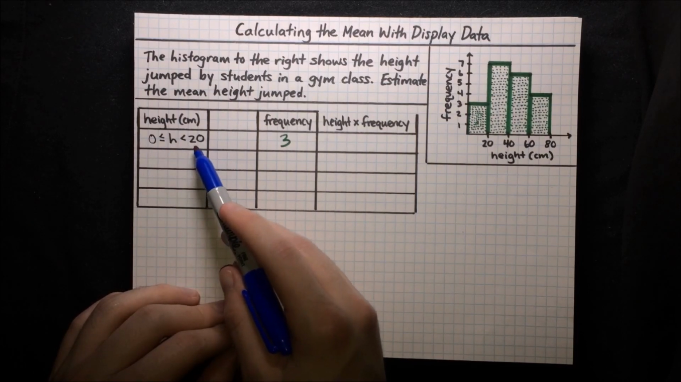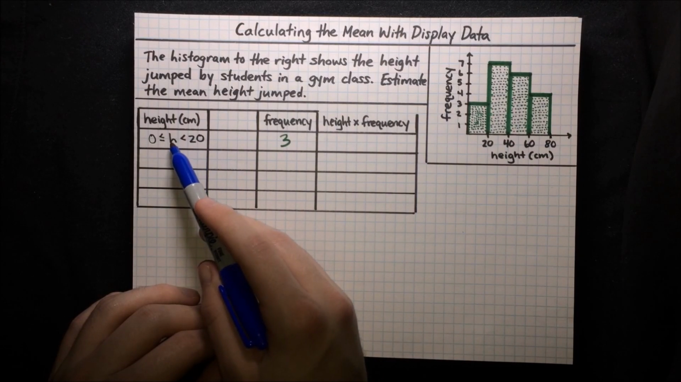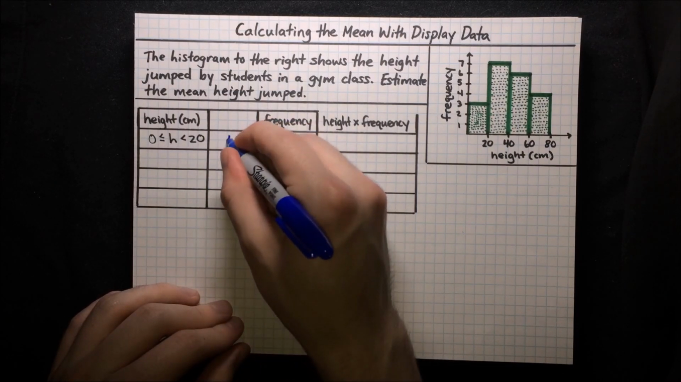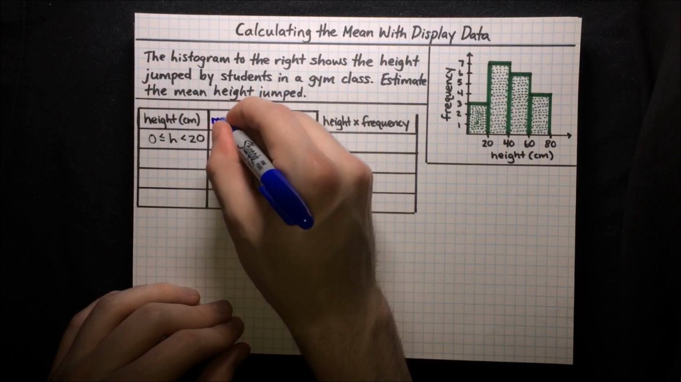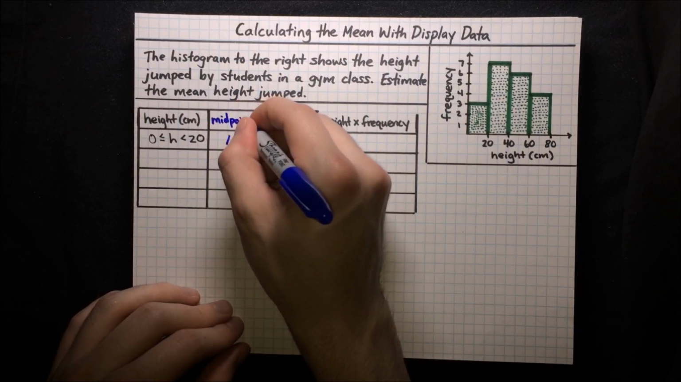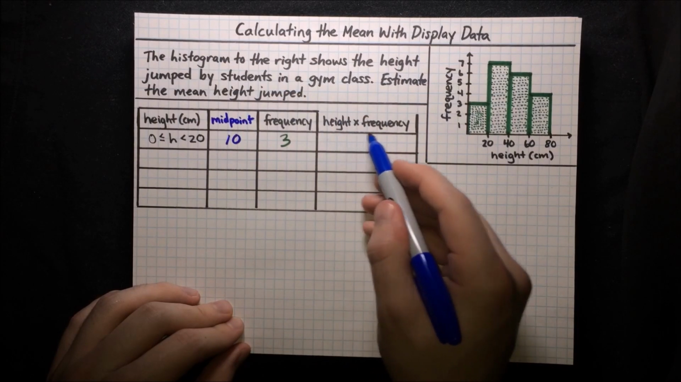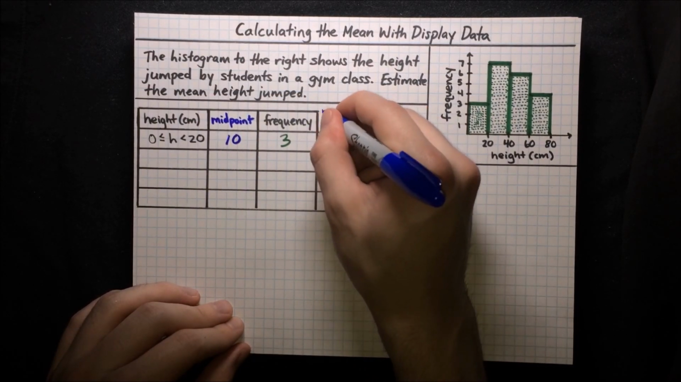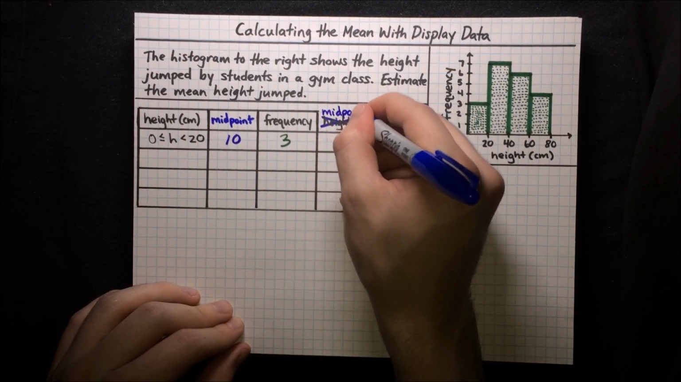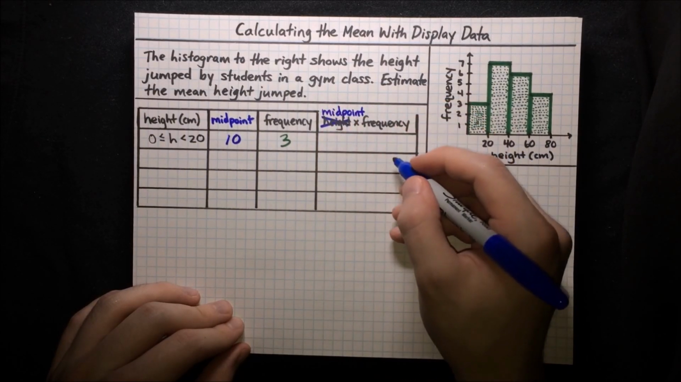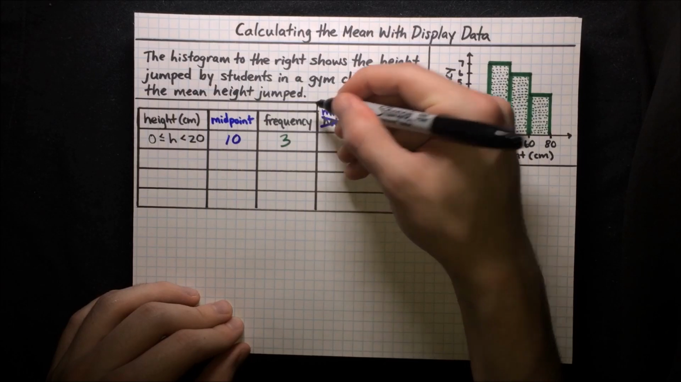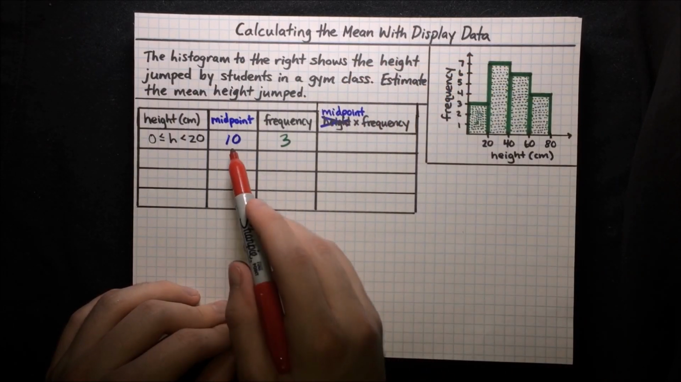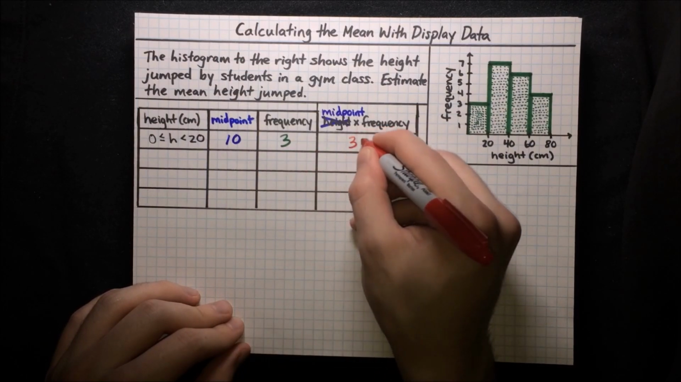So really, a better estimate would be to use the midpoint. What's halfway between 0 and 20? Well, that's just 10. So 10 is the midpoint. And now instead of using height times frequency, because height is a range, we're going to use the midpoint times the frequency. And now since midpoint and frequency are both numbers, we can go ahead and multiply them. 10 times 3 makes 30.